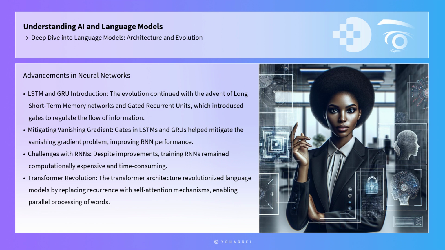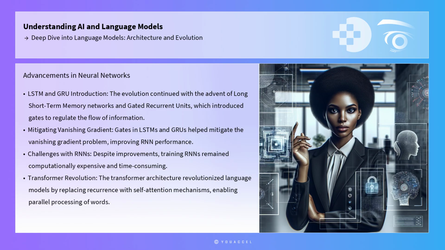The evolution continued with the advent of long short-term memory networks and gated recurrent units, which introduced gates to regulate the flow of information, thus mitigating the vanishing gradient problem. Despite these improvements, training RNNs remained computationally expensive and time-consuming.